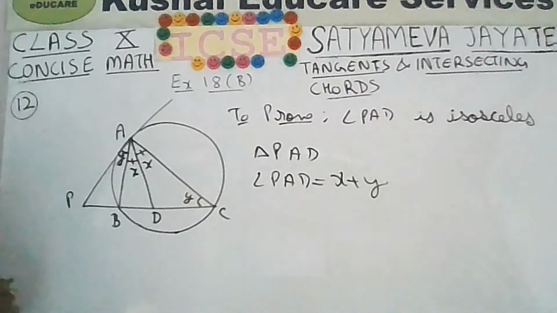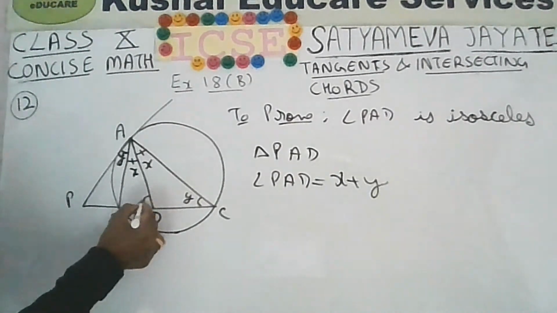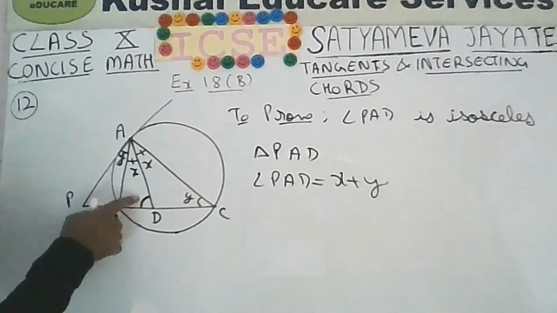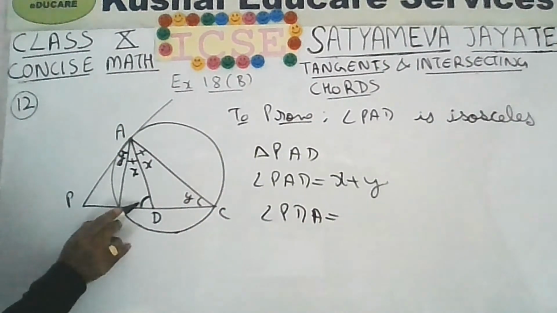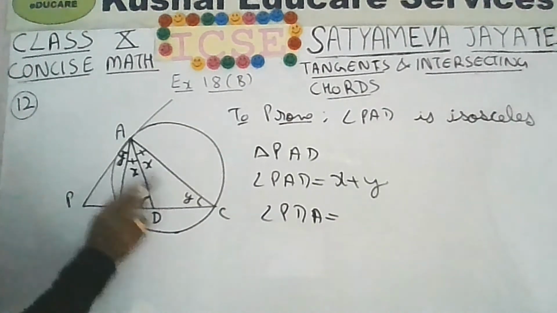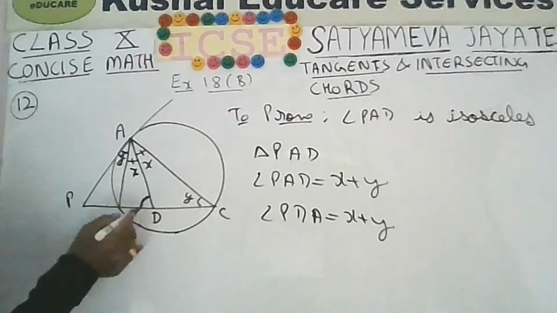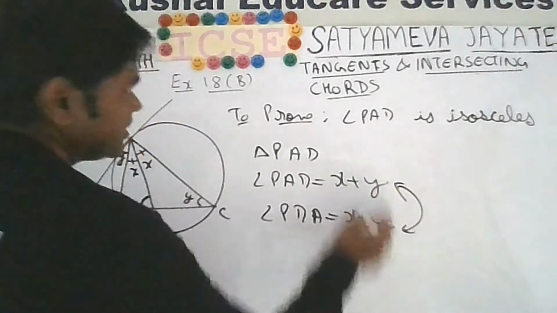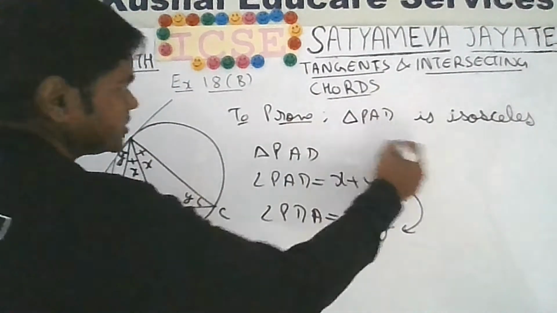Now you look at triangle ADC. This is the exterior angle, angle PDA. The exterior angle is equal to the sum of the opposite interior angles. So angle PDA will be equal to x plus y. That means PAD and PDA are both x plus y. It clearly shows that triangle PAD is isosceles. This should be triangle, not angle.